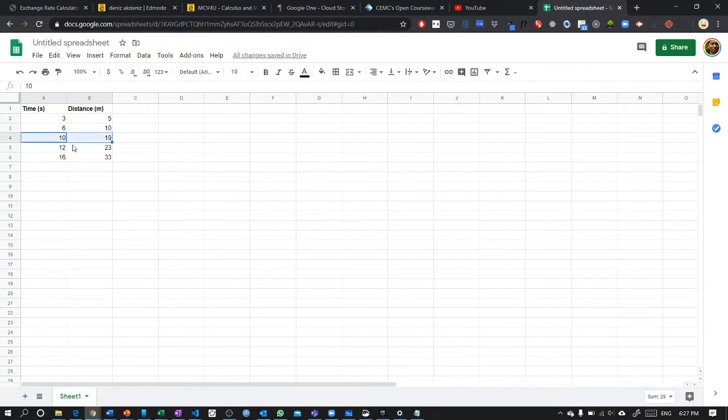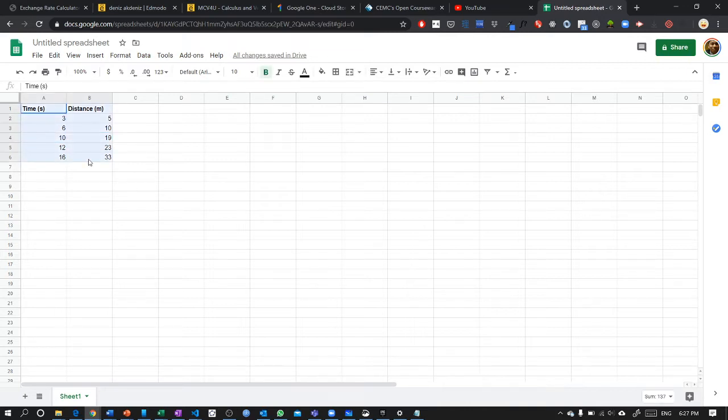So for example, this might be the distance a person ran while running over time. In 3 seconds, he ran 5 meters. In 6 seconds, he ran 10 meters. In 10 seconds, 19 meters, etc., etc.